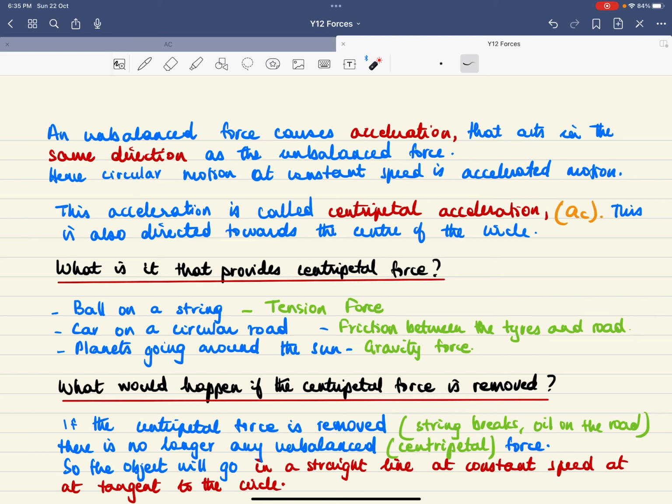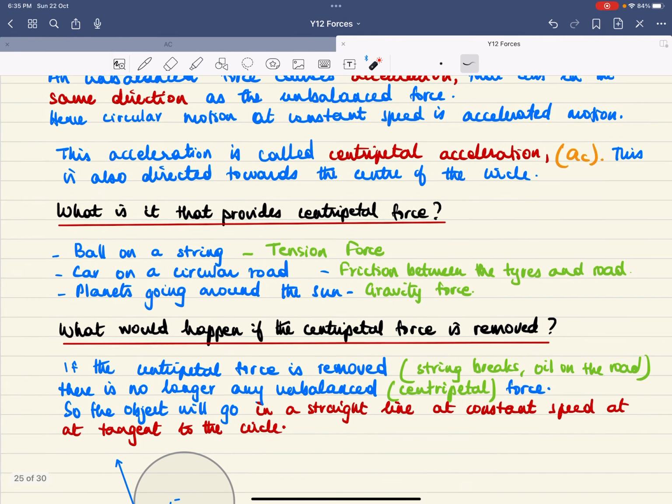Now, what is it that provides centripetal force? If it's a ball on a string, you've got tension force. If it's a car on a circular road, it's friction between the tires and the road. It's not enough to say just friction, you've got to say where the friction acts between. If it's planets going around the sun, it's the gravity force that holds them in orbit.